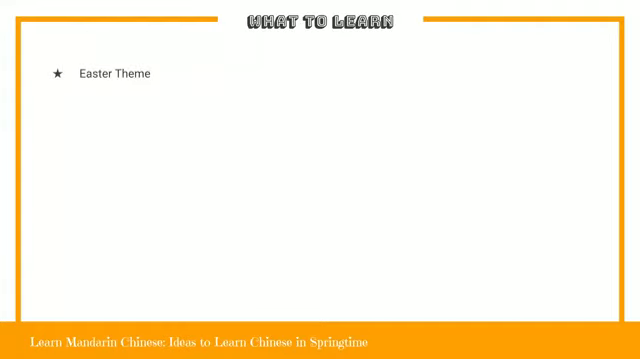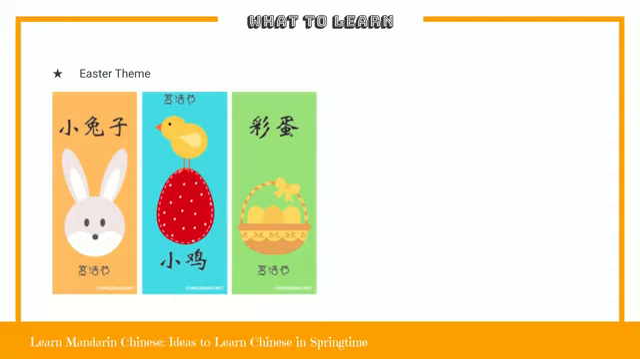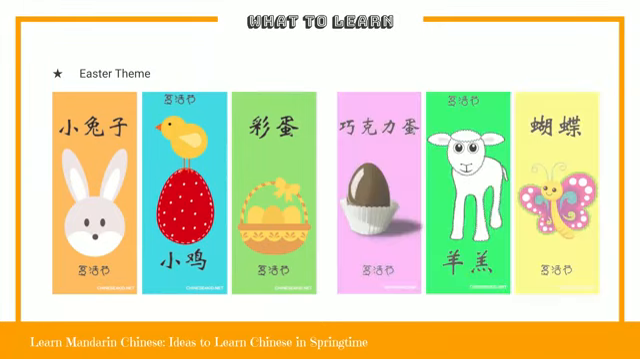Also, in spring, the biggest festival in the West is Easter time. So we can talk about Easter themes. Of course, there are eggs, bunnies, chicks, baskets of eggs, chocolate eggs, lamb, people eat lamb, and butterfly. So here there are two examples for the Easter theme. They are actually bookmarks. You can get them from ChineseForKids.net for free.